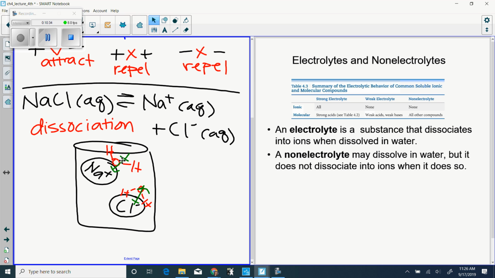Vinegar. Vinegar is actually acetic acid. Acetic acid is a weak acid. Okay?